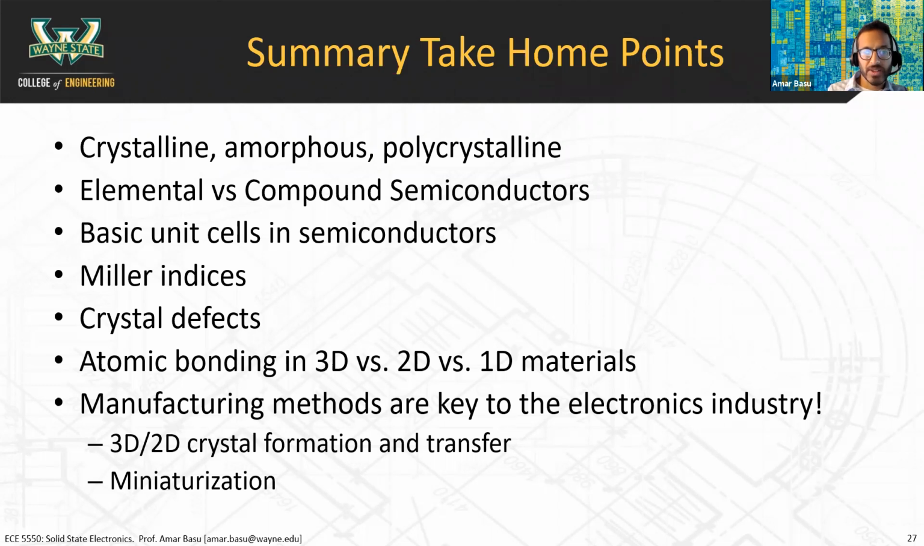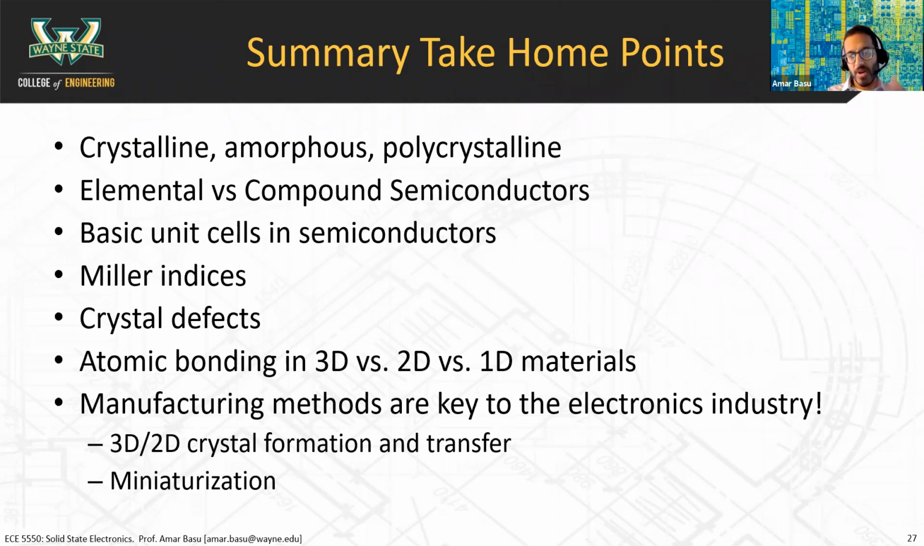Miller indices, I showed you some examples of how to calculate the Miller indices. You'll have some of that in your homeworks. Today, we talked about different types of crystal defects, four different types. We talked about how the atomic structure looks different in 3-dimensional versus 2-dimensional crystals. And we touched a little bit on the 1-dimensional materials like carbon nanotubes.